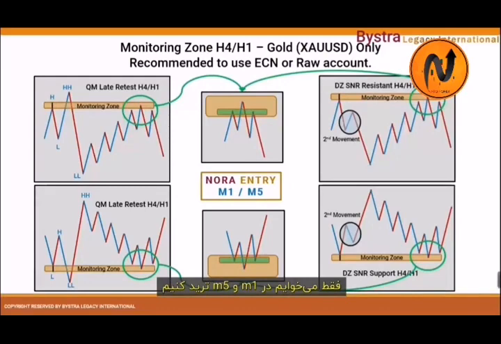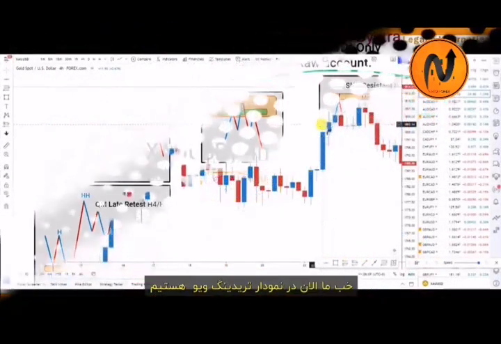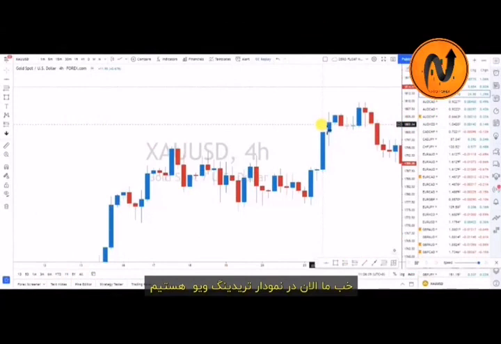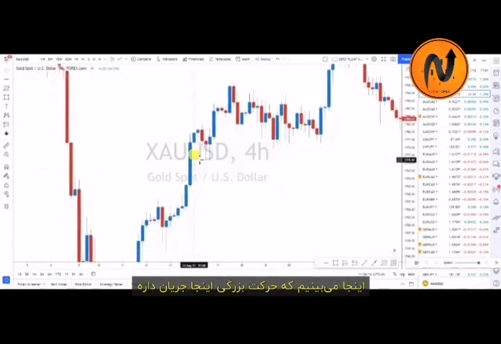Okay guys, I hope you understand this. Make sure you take this as a note. Very important. So let's look at the chart. Alright guys, we are currently at the TradingView chart. Here we can see that there's a big movement going on.